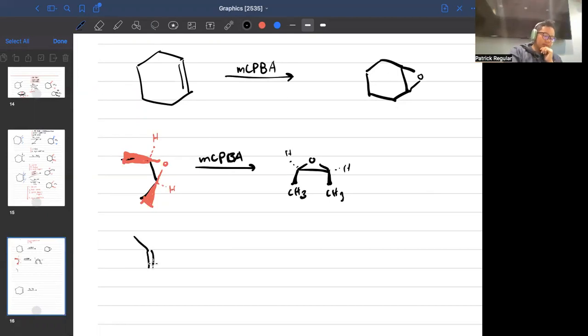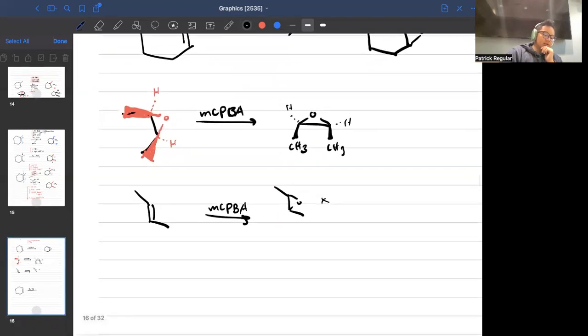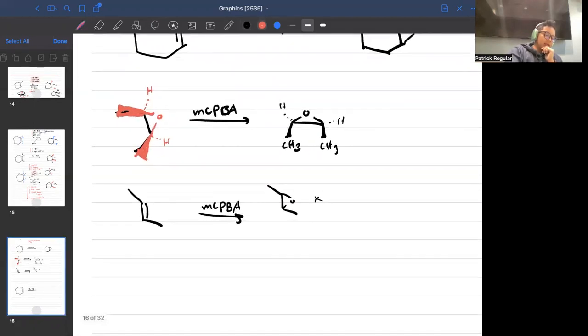What if it was trans? Let's throw a trans one at you. Okay. MCPBA. All right. Drawing something like this, that's incorrect. You can literally erase this double bond and redraw it. And then this trans, it retains trans stereochemistry. So that methyl group is wedged and this one is dashed. So I would redraw it. All right.